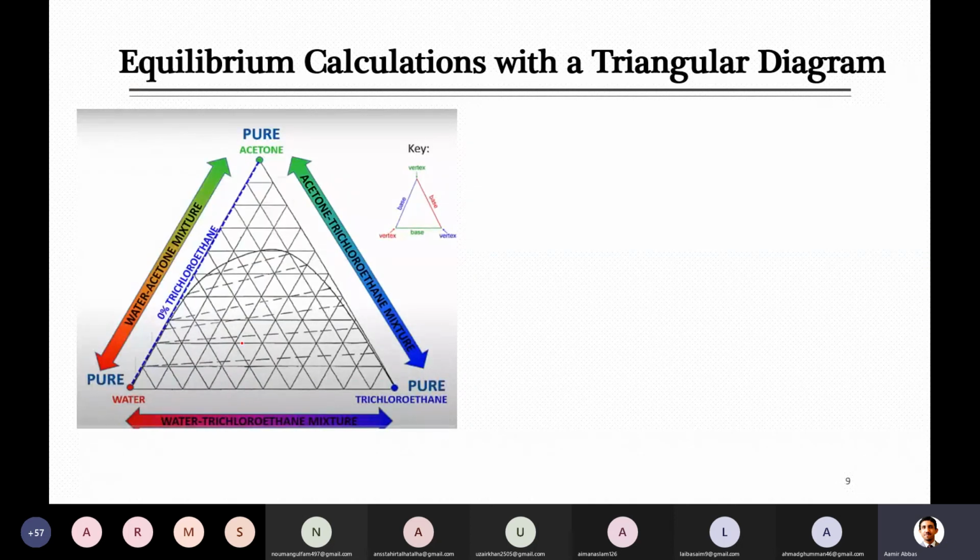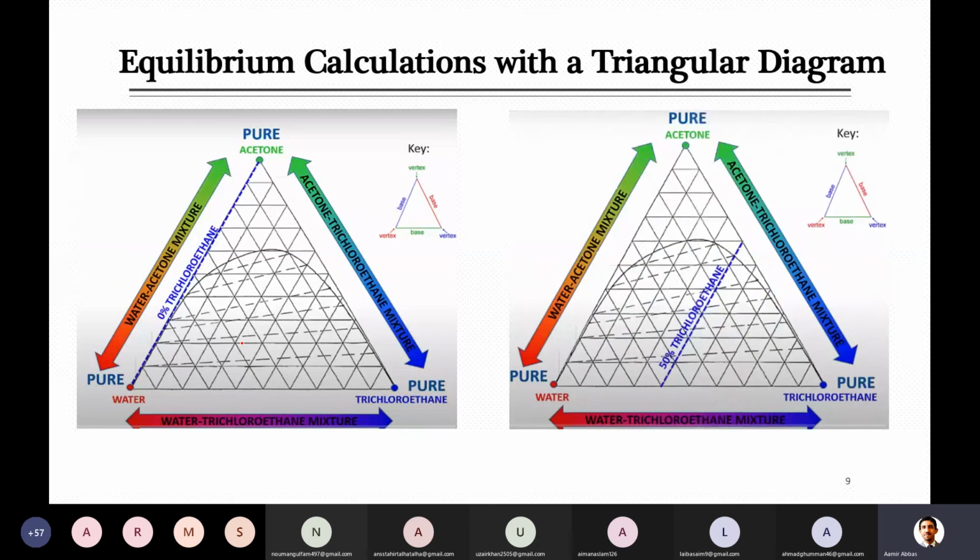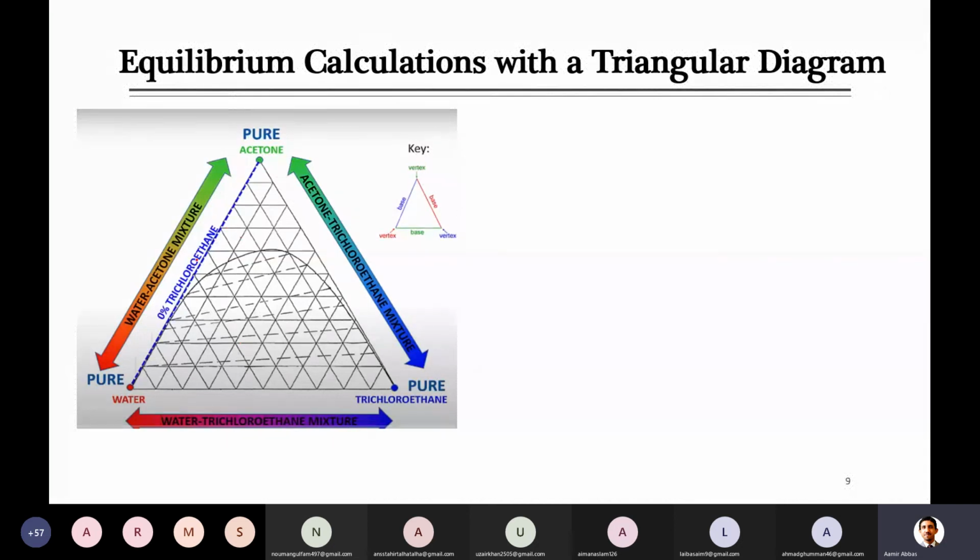Just for your information, when we are on one of the edges, only 2 components exist; here, for example, only water and acetone exist on this line. So for this line the third component will be 0%, and the third component is the one opposite to this line. When we were talking about acetone and trichloroethane on this line, water is 0%. When we move inside, water will be there, but on this line there are only two components.